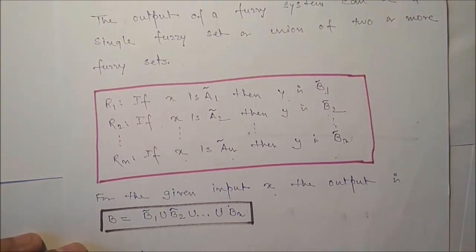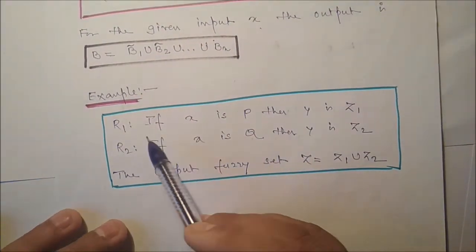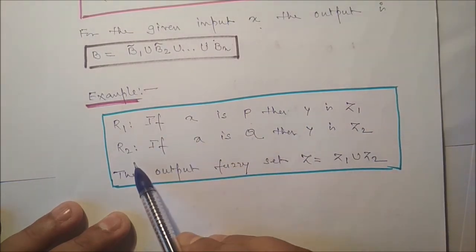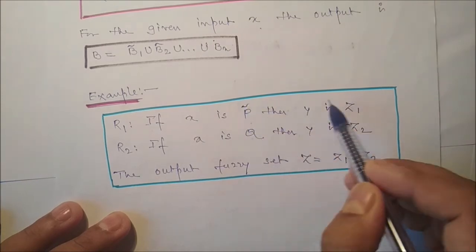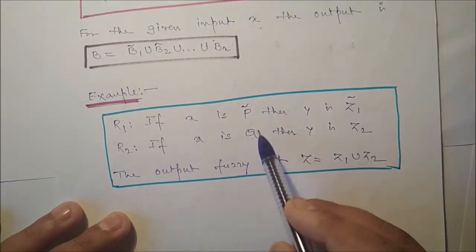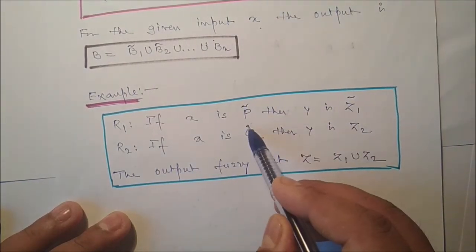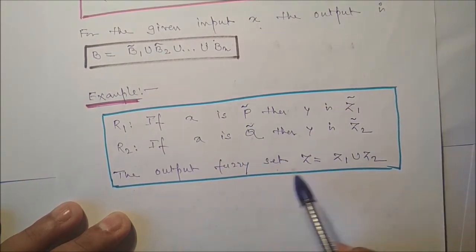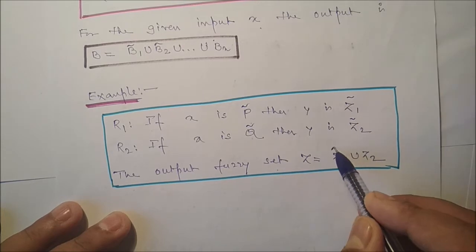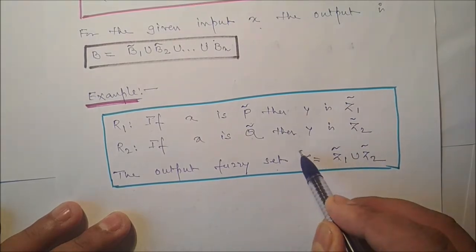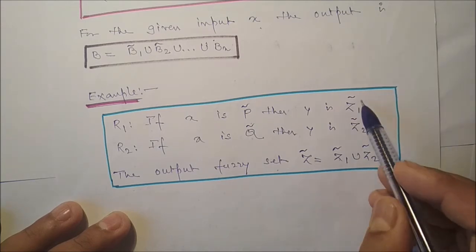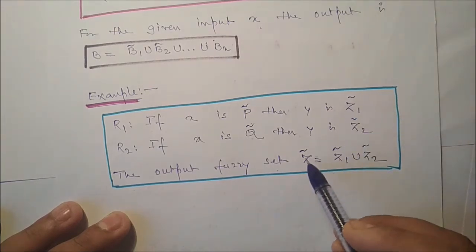We can see one example. Rule R1: if x is P, then y is G1, where P and G1 are fuzzy sets. Rule 2: if x is Q, then y is G2, where Q and G2 are fuzzy sets. Then the output fuzzy set will be G1 union G2. All should be fuzzy. So we have to accommodate all the outputs to get the final output.